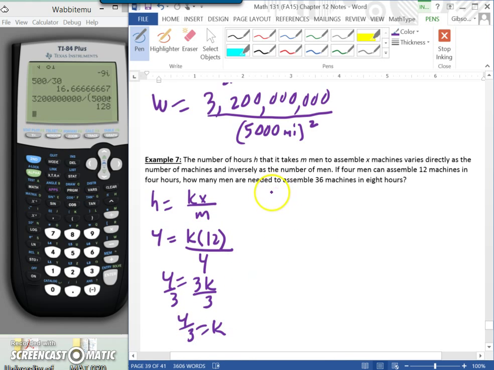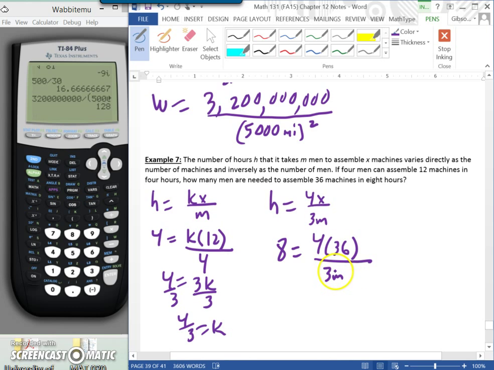So now our new formula would be H is equal to 4X over 3M. Because we know this 4 will remain with the X, and the 3 will go down with the M. Does everyone follow that? Okay, so now we will go through and substitute. So we would have 8 hours is equal to 4 times the 36 machines all over 3M.